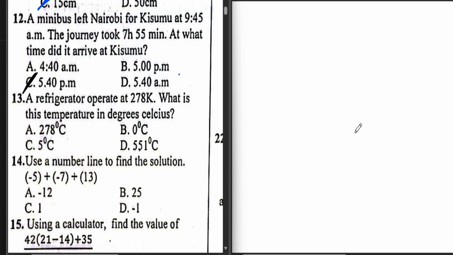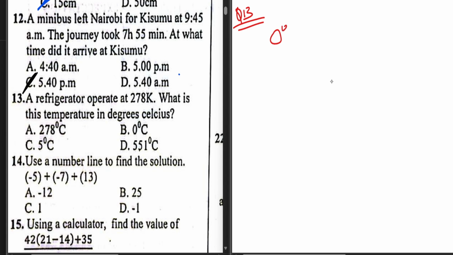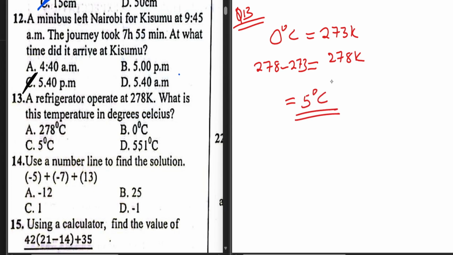Now, question 13. A refrigerator operates at 278 Kelvin. What's its temperature in degrees Celsius? Very easy question. So you know that 0 degrees Celsius gives you 273 Kelvin. So what about 278 Kelvin? You're changing Kelvin into degrees Celsius, so you basically take 278 minus 273, which gives you 5 degrees Celsius. So this is the answer.